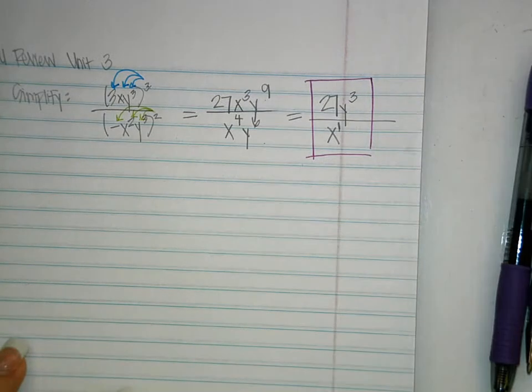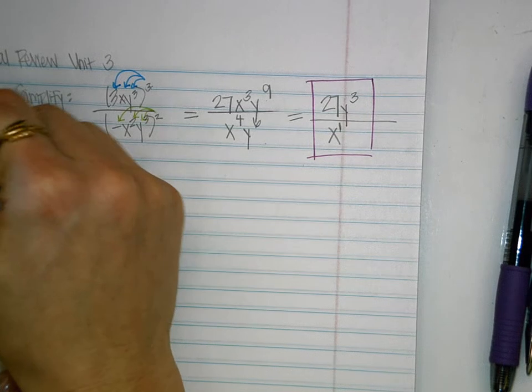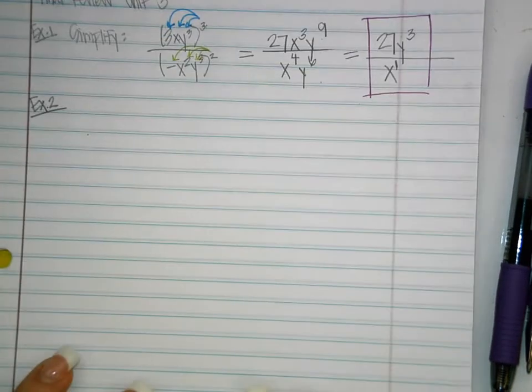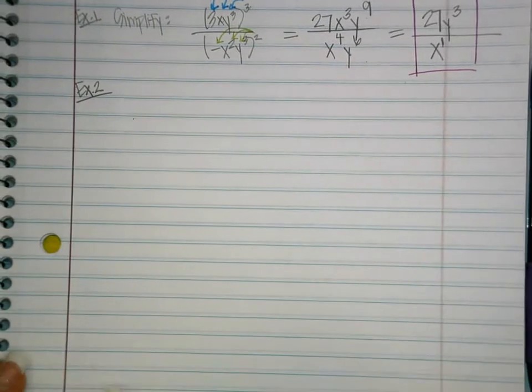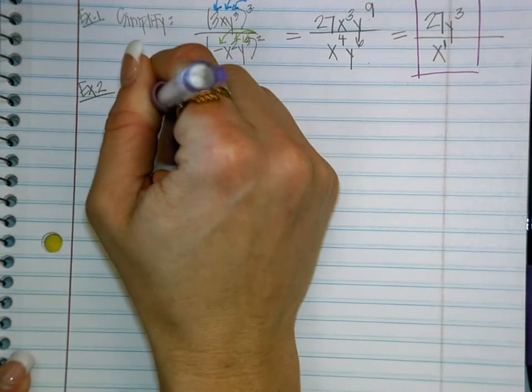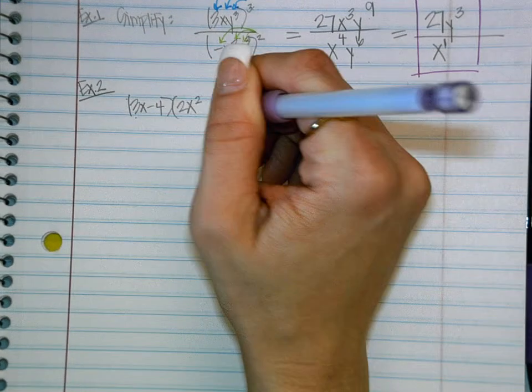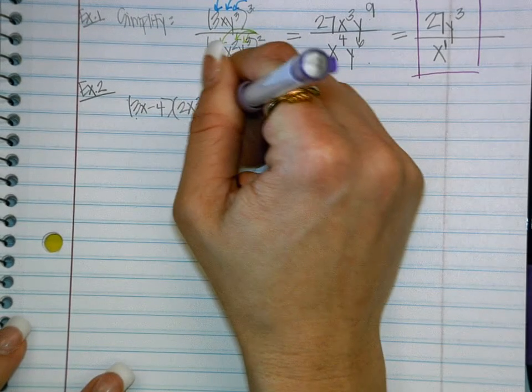Exponents are something you guys have worked with for many, many years, whether or not you like them or not. Okay, they should be relatively simple for you. Okay, next, I'd like you to simplify 3x minus 4 multiplied by 2x squared plus x minus 1.